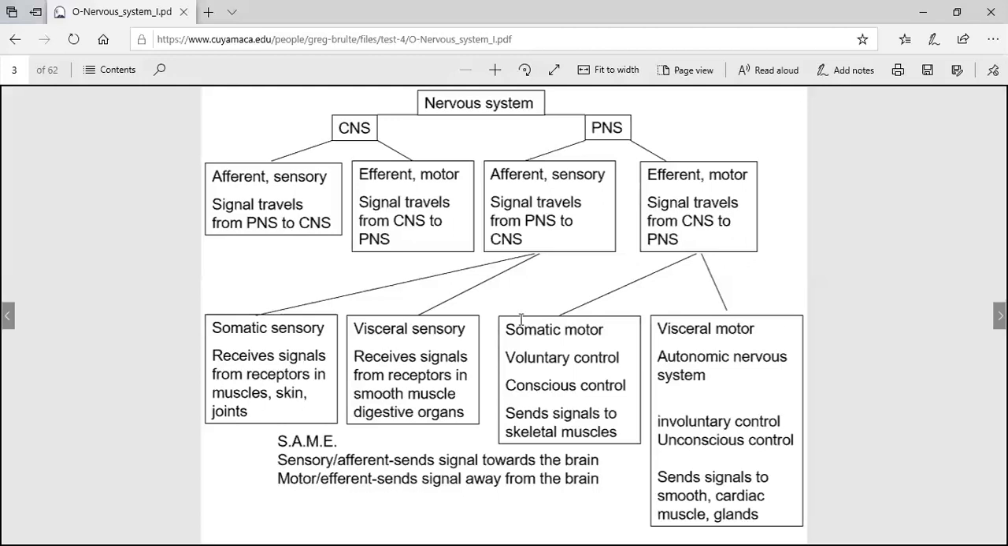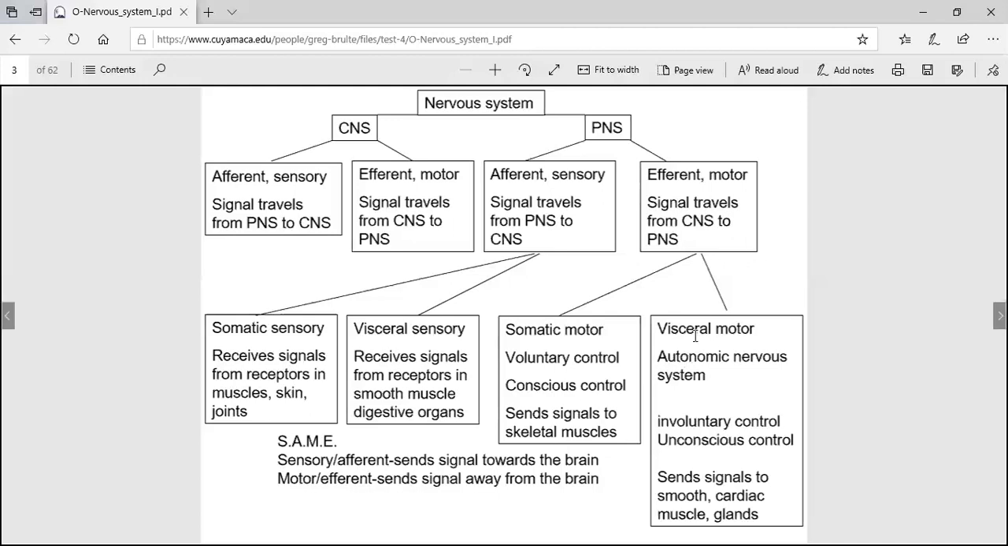Somatic motor. So remember, motor is going out to have an effect. So somatic motor, you're going out to the skeletal muscles. See skeletal muscles down here? Yeah. So that's voluntary. Skeletal muscles move your skeleton for the most part. That's why they're called skeletal muscles. That's a voluntary signal.